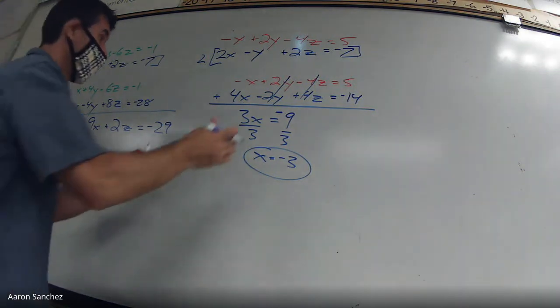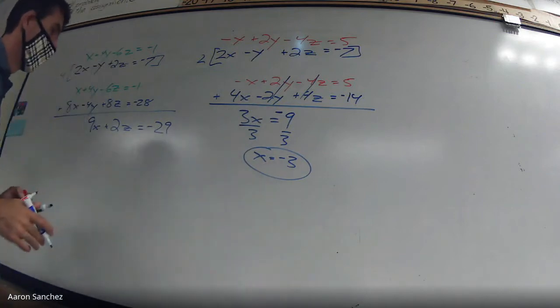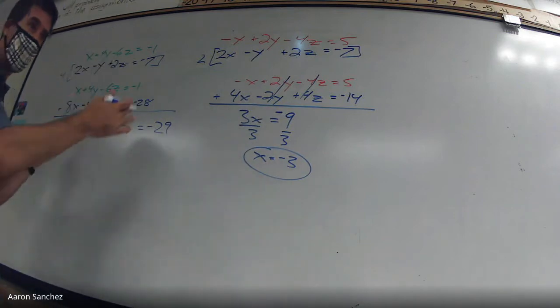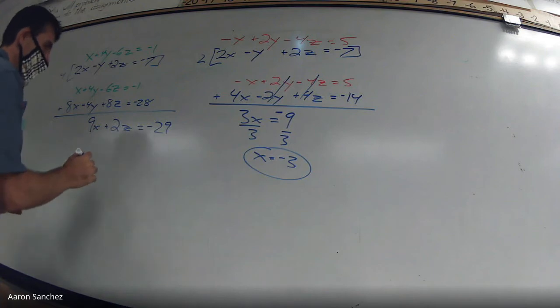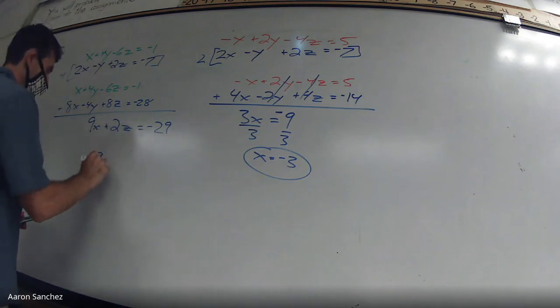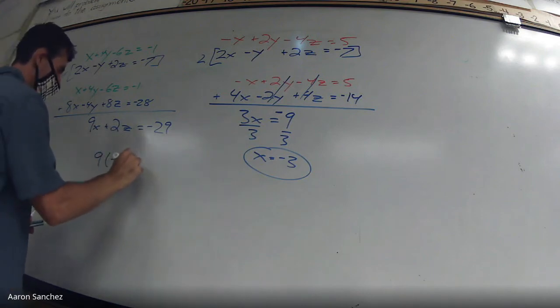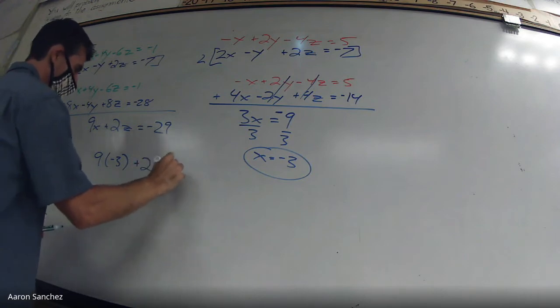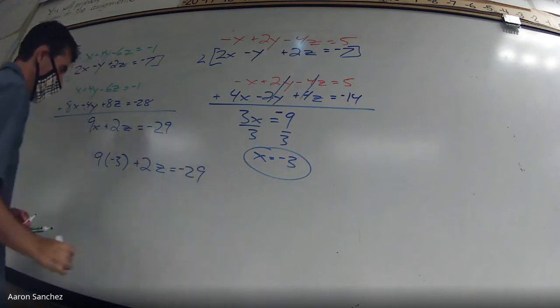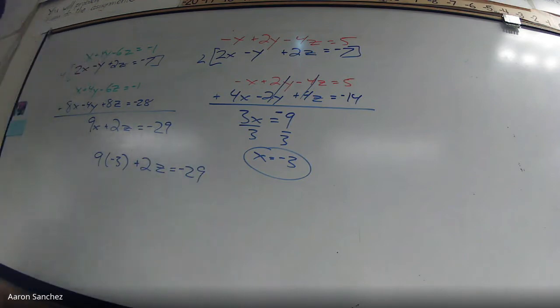Make sure you know to line them up. Then you have to line these up. So it'll be 9 times negative 3 plus 2z equals negative 29. Now I can solve for z.